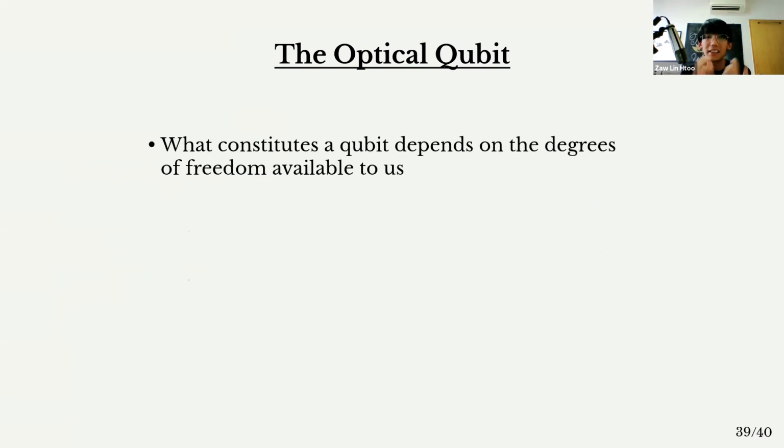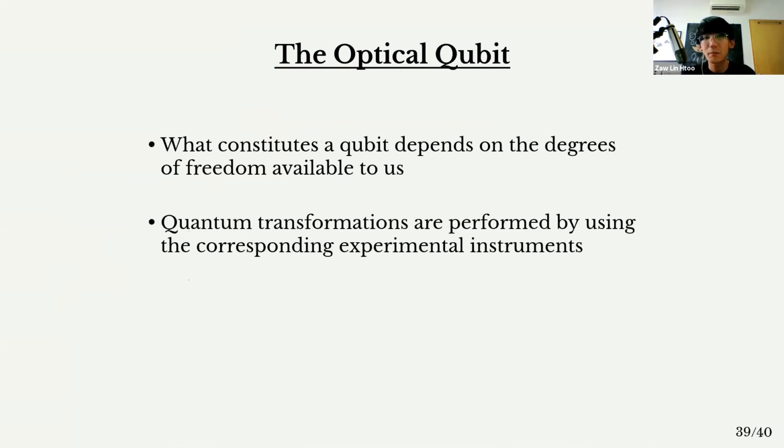And so what actually constitutes a qubit? It depends on what degrees of freedom are available to us. And we can perform these quantum transformations, like whatever Pauli matrices and whatever unitary operations. And there's a corresponding way to do it in experiment by using waveplates, by using beam splitters, and so on.